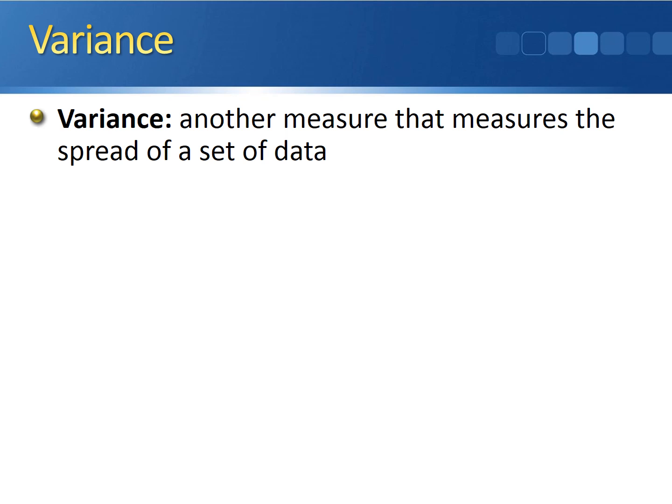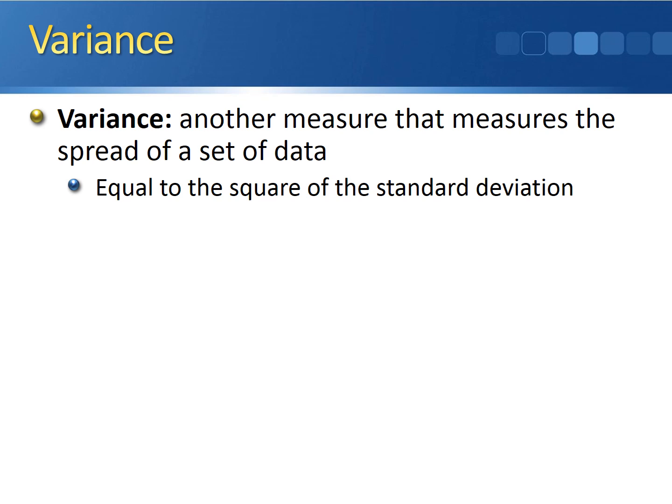The second measure of variability that I want to talk about in this video is called the variance. And the variance, very simply, is just another measure that measures the spread of a set of data. It's directly related to the standard deviation. In fact, it's equal to the square of the standard deviation. So if you find the standard deviation and you square that number, you end up with the variance.